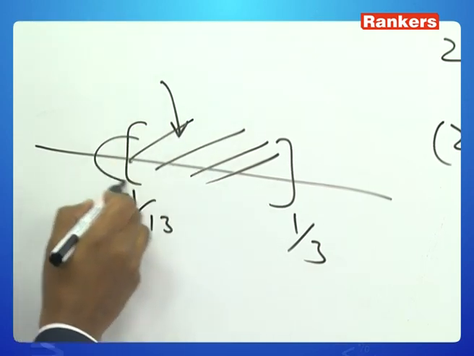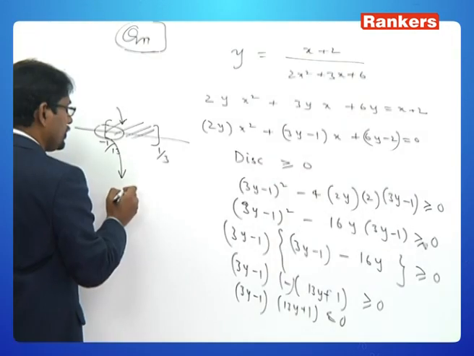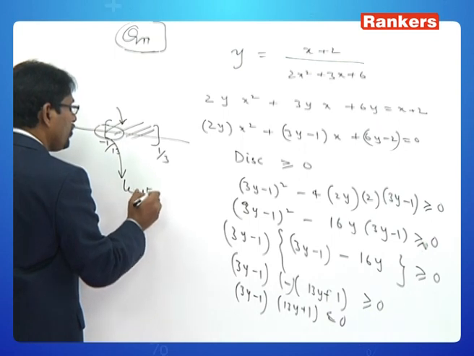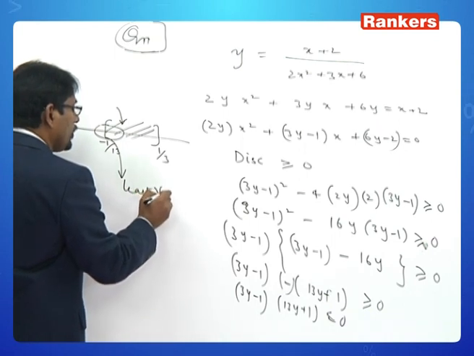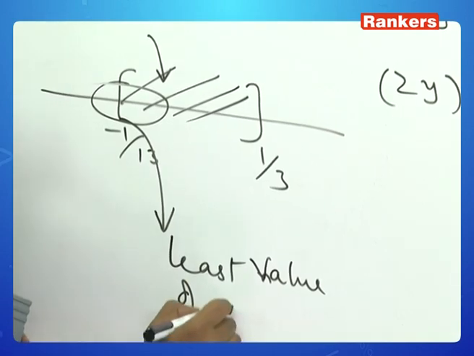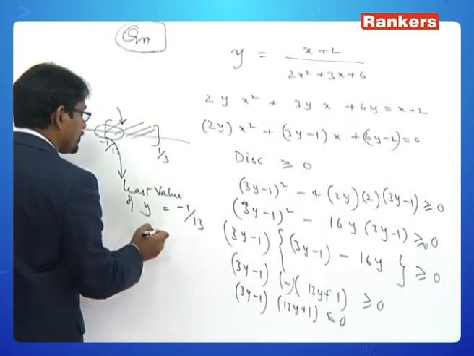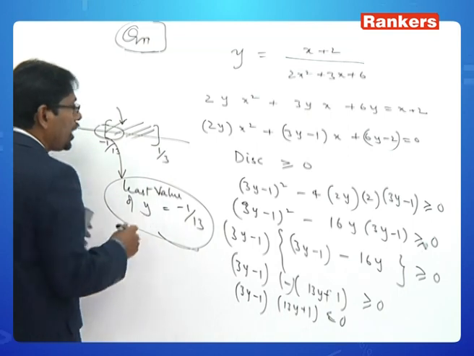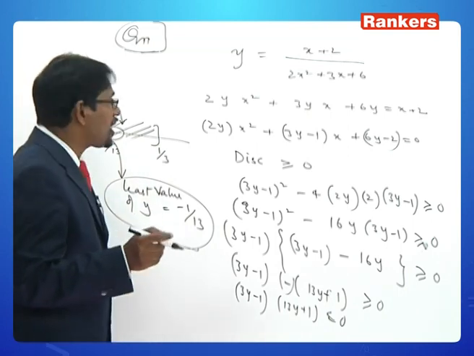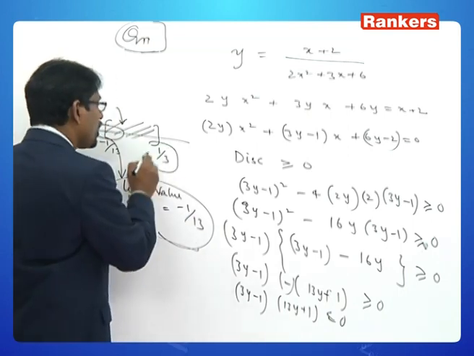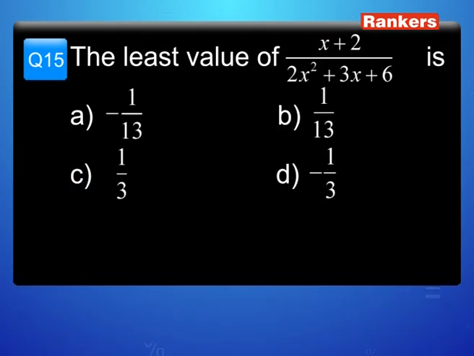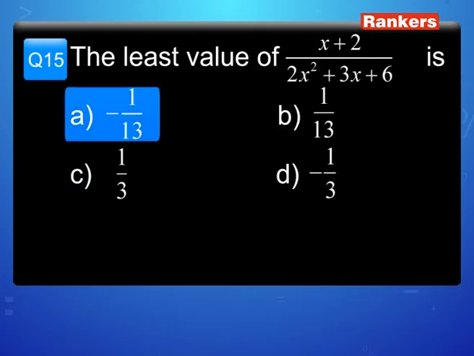The least value of y is minus 1 by 13. Least value or minimum value of the expression y is minus 1 by 13. Had we been asked the maximum value, the answer would have been 1 by 3. So the right option here is A.